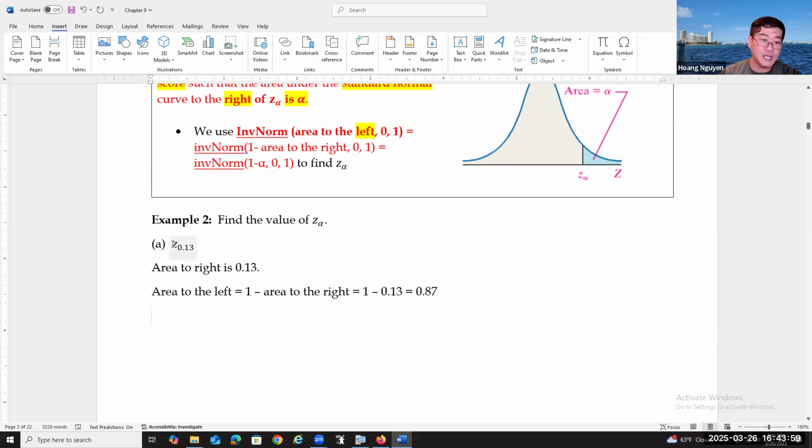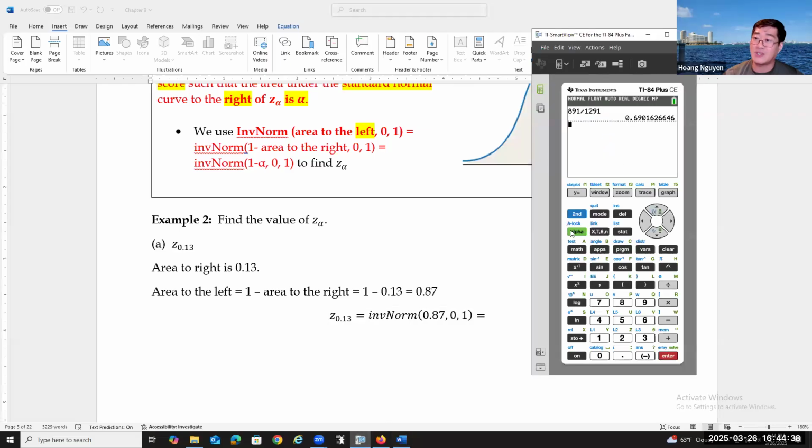Now we are ready to find Z sub 0.13. We're going to use the inverse norm, and we have to show the area to the left, which equals 0.87. The mean is 0 and the standard deviation equals 1. So once again, Z sub 0.13 means the area to the right is 0.13, so you subtract 0.13 from 1 to get the area to the left, and then you plug it into the inverse norm. Now we're going to use a calculator to get the answer.